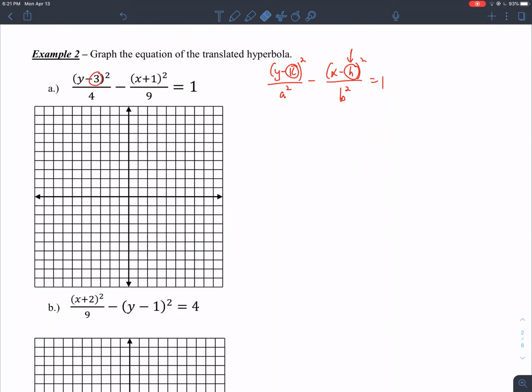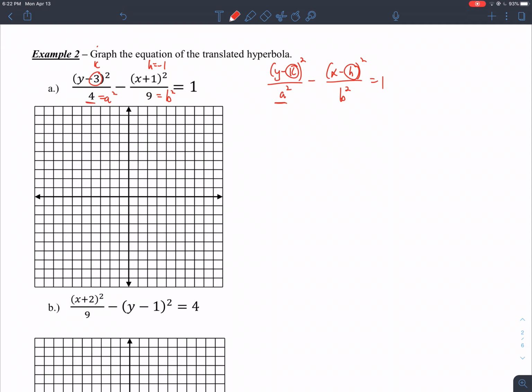So what I see from this is that k is 3 and h is negative 1. And then I also see a squared here is 4 and b squared is 9. So that's not any different from what we've done before. The only difference here is the k and the h.